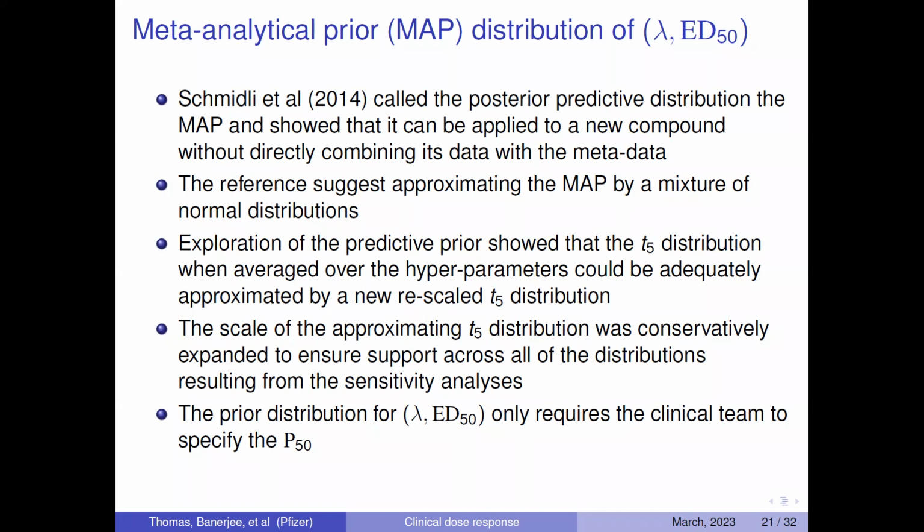We spread out the final posterior predictive distribution, our prediction of it, to be wide enough to make sure we had good coverage across all the different posterior predictive distributions that we evaluated. Now that seems like it's a pretty involved process, but actually in the end, it's really very simple for a user. All the clinical team has to do is specify the P50, and then we give them the prior distribution for the two most difficult parameters in the model. So it's really very easily implemented.